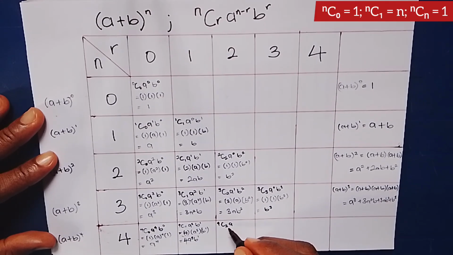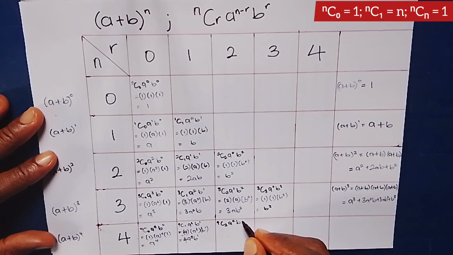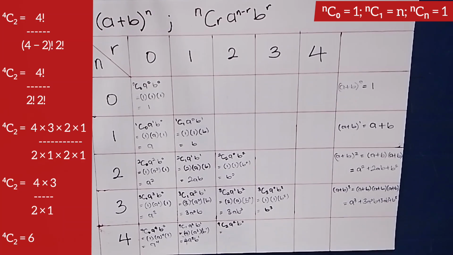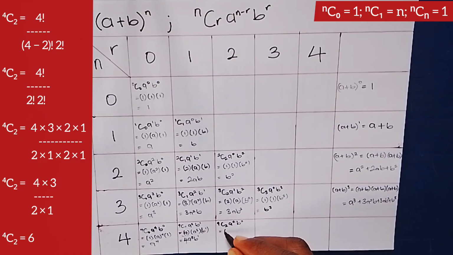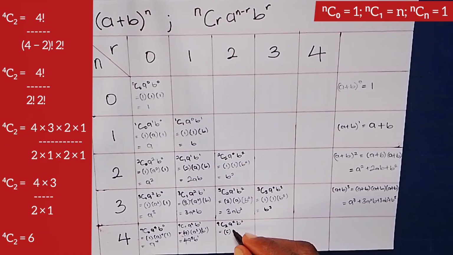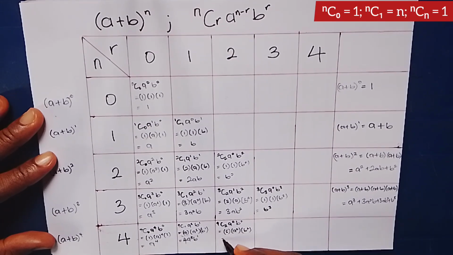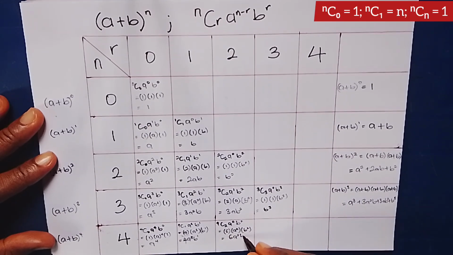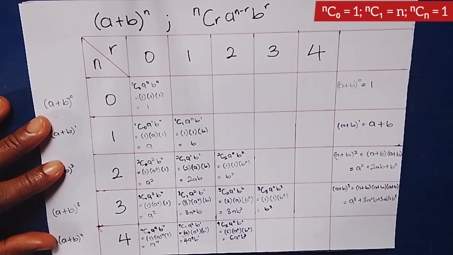A raised to the power 4 minus 2, that is n minus r, is 2, then b raised to the power r, which is 2. So we have here 4 combination 2, which is equal to 6a squared b squared. We continue until our r is equal to n, which is 4.